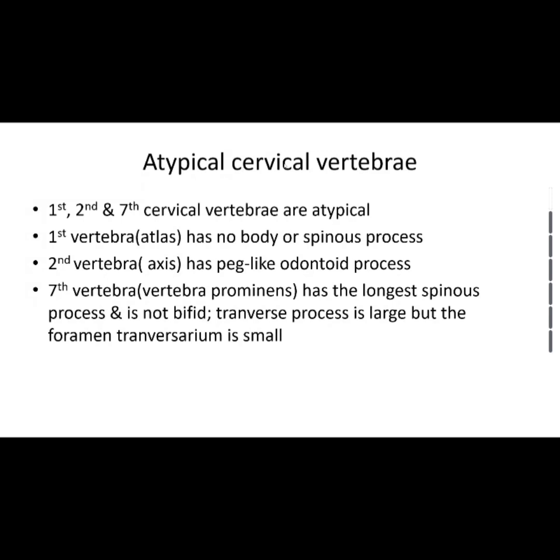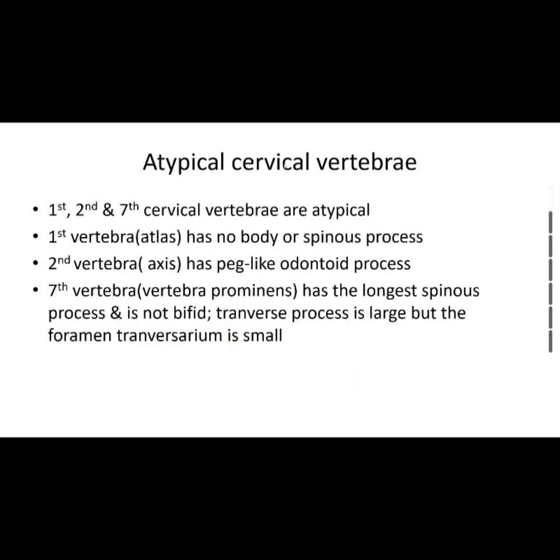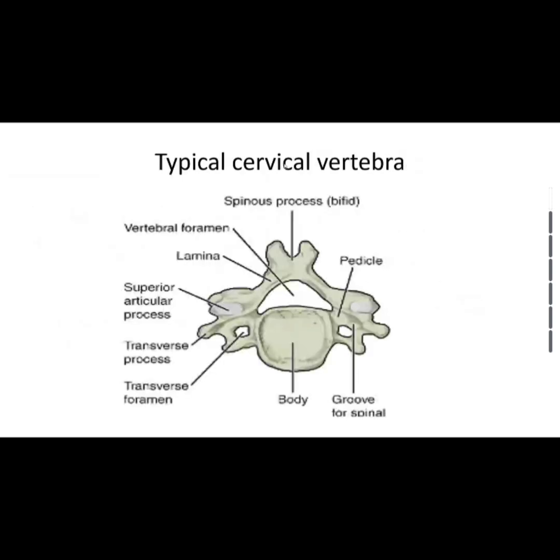So a typical cervical vertebra, that is the vertebra of the neck, would have a bifid spinous process. You can see it as 2, almost divided into 2. It will have a lamina, a pedicle, and a body. It will have a transverse foramen where the vertebral artery will go through. You have a transverse process, and the groove for the spinal nerve. This is what a typical one would look like.